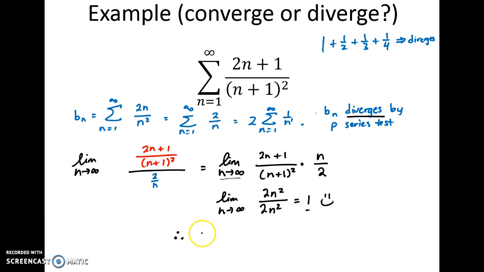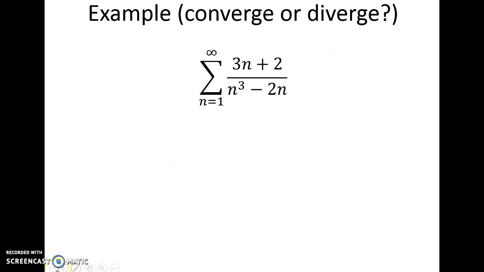So therefore, our series also diverges. They converge or diverge together. So the one I'm comparing it to diverges. I got a 1 for a limit, so does the one that I'm looking at. Okay? So that's what I mean by using end behavior. You use it kind of twice. You use it when you find a series that you can compare it to, and you use it when you're taking that limit as n goes to infinity.